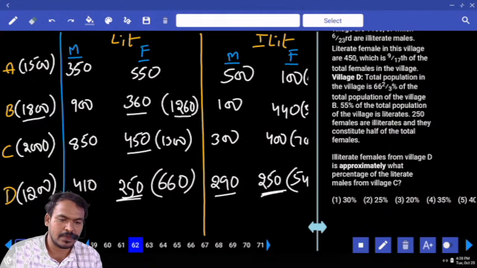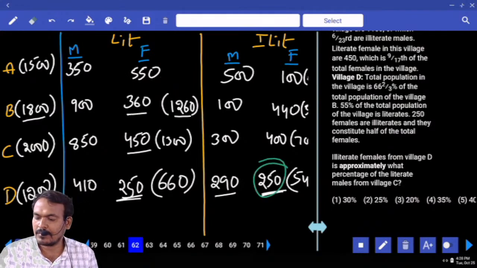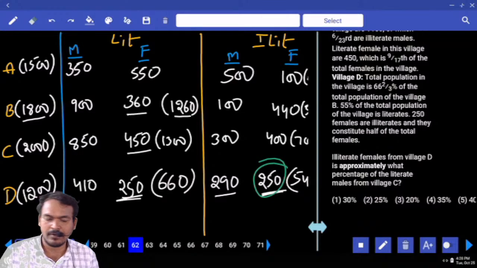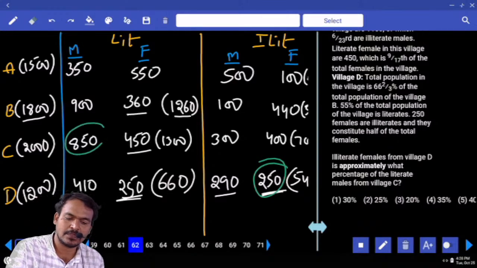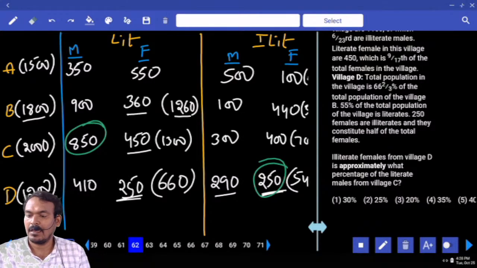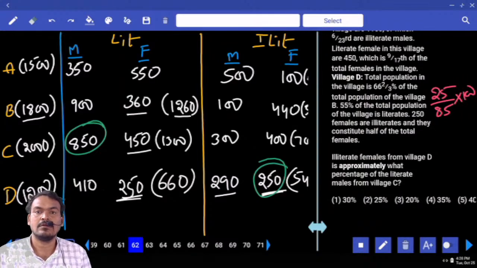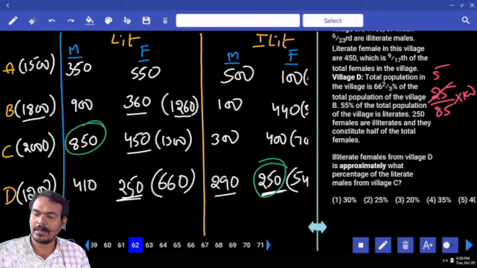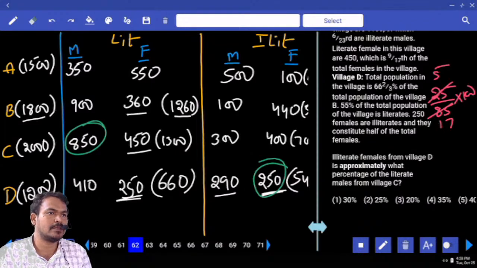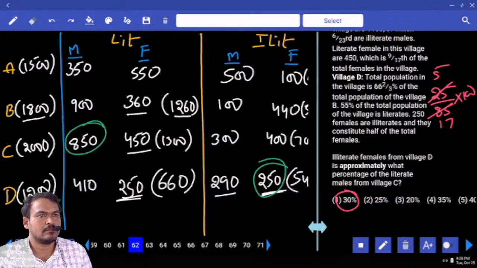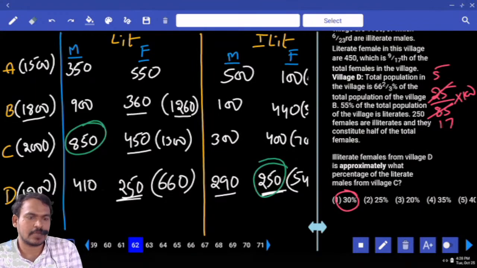Illiterate females from village D, 250, is approximately what percent of literate males? What are the literate males in village C? 850. Then it is 250 by 850 into 100. 5 how many times? 5 times. 5 how many times? 17. It is 500 by 17. Almost 30 times or not? 500 by 17 almost 30.